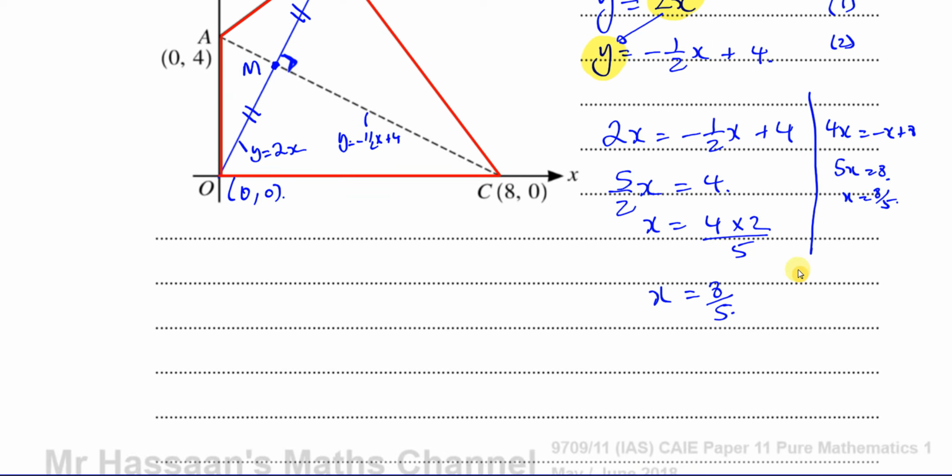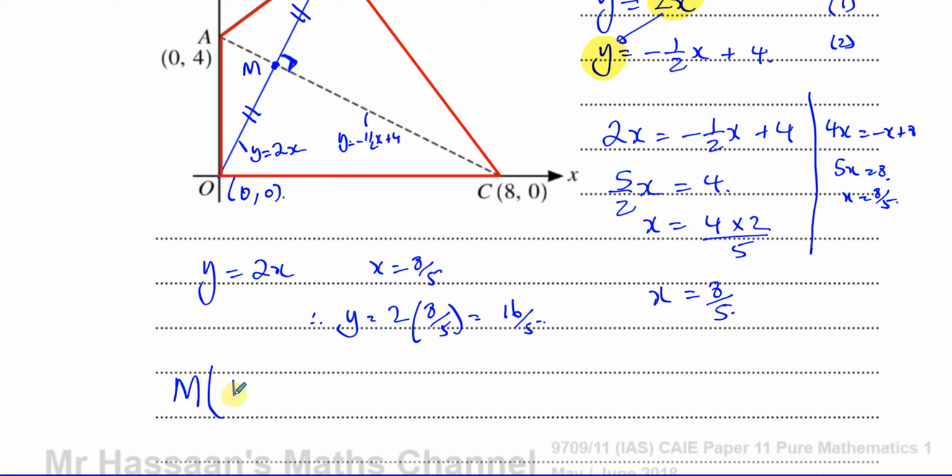So once we have the x value, we can find the y value very easily. Y is equal to 2x. Therefore, we know that x is equal to 8 over 5. So y is equal to 2 times 8 over 5, which is 16 over 5. Okay, so we have the coordinates of the point M: 8 over 5 for the x coordinate and 16 over 5 for the y coordinate.